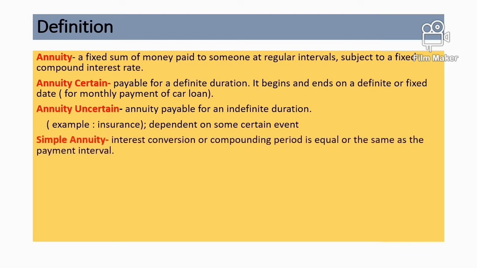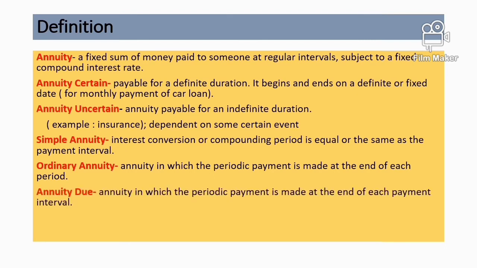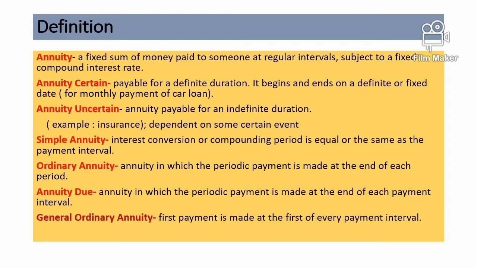Simple annuity: the interest conversion or compounding period is the same as the payment interval. Ordinary annuity: an annuity in which the periodic payment is made at the end of each period. Annuity due: an annuity in which the periodic payment is made at the beginning of each payment interval. General ordinary annuity: the compounding period differs from the payment interval.